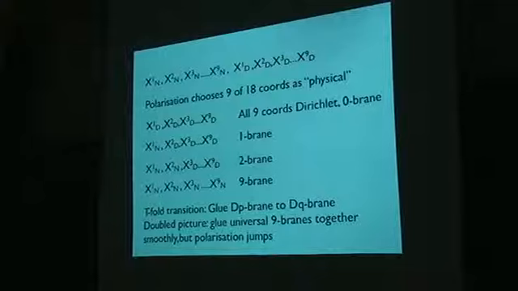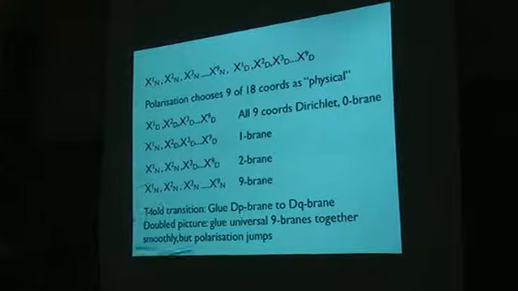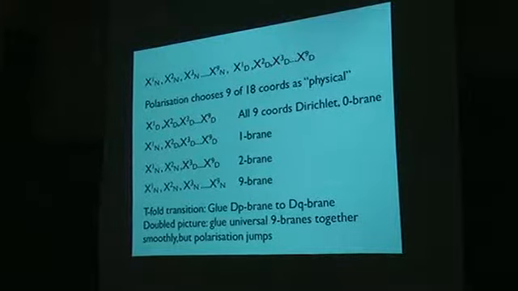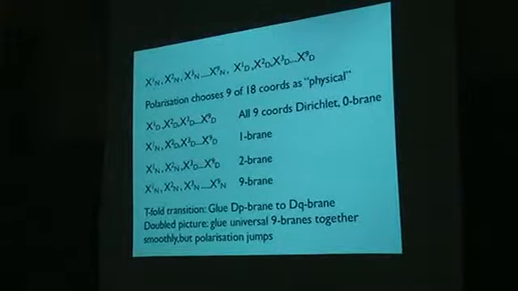And the T-fold transitions would allow gluing a p-brane to a q-brane. In the double picture, we'd be gluing universal 9-branes together smoothly, but the polarization would jump from patch to patch, and that would mean that it would change the way we were viewing it, either as a 2-brane or a 1-brane or a 9-brane. But the universal branes would be glued smoothly together in a way which everything fitted together.